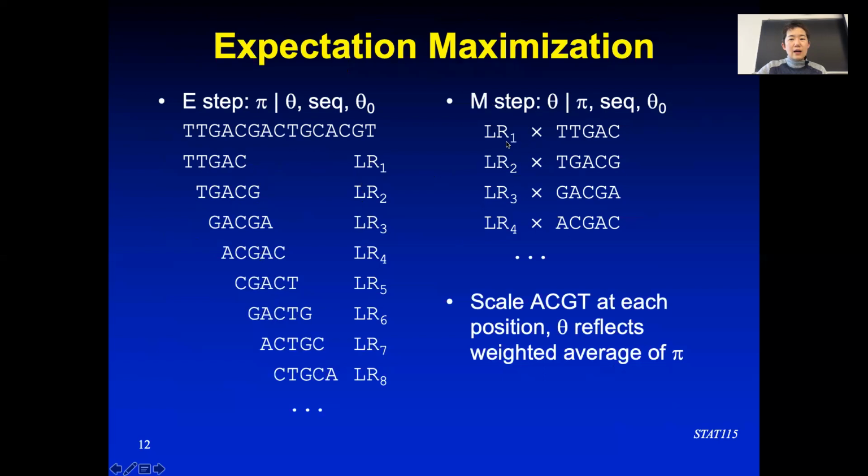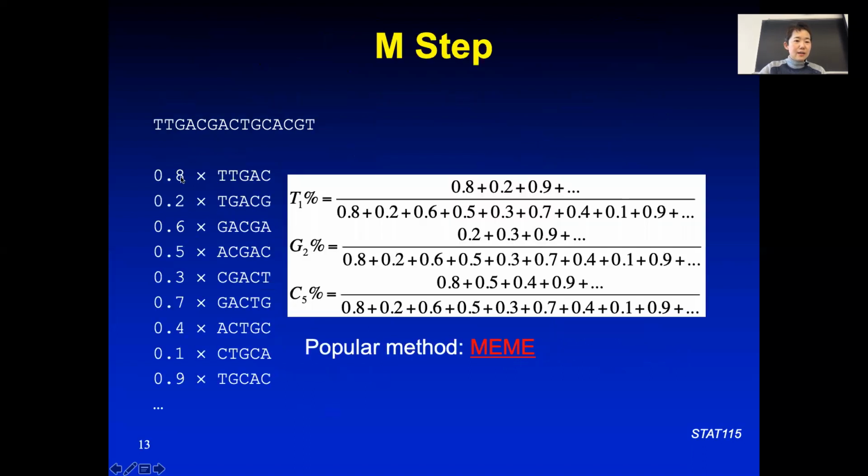And so now we align all the sequences together. You stack all of the little 5-mers together. And each of them, remember, they have their likelihood ratio score. And now we do a weighted sum of every base to calculate the new matrix for your motif. So let's look at how this is done.